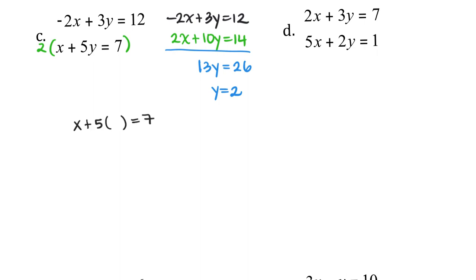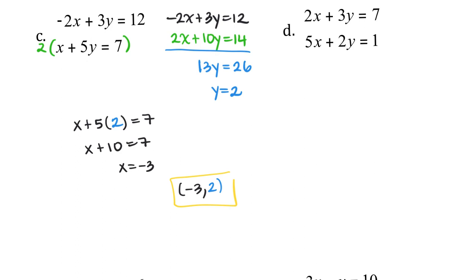X plus 5y equals 7, where y is, I put in 2. So x plus 10 is 7. If I subtract 10, I get x equals -3. So my answer is -3, comma 2. And if you plugged in a different equation, you should get the same answer.